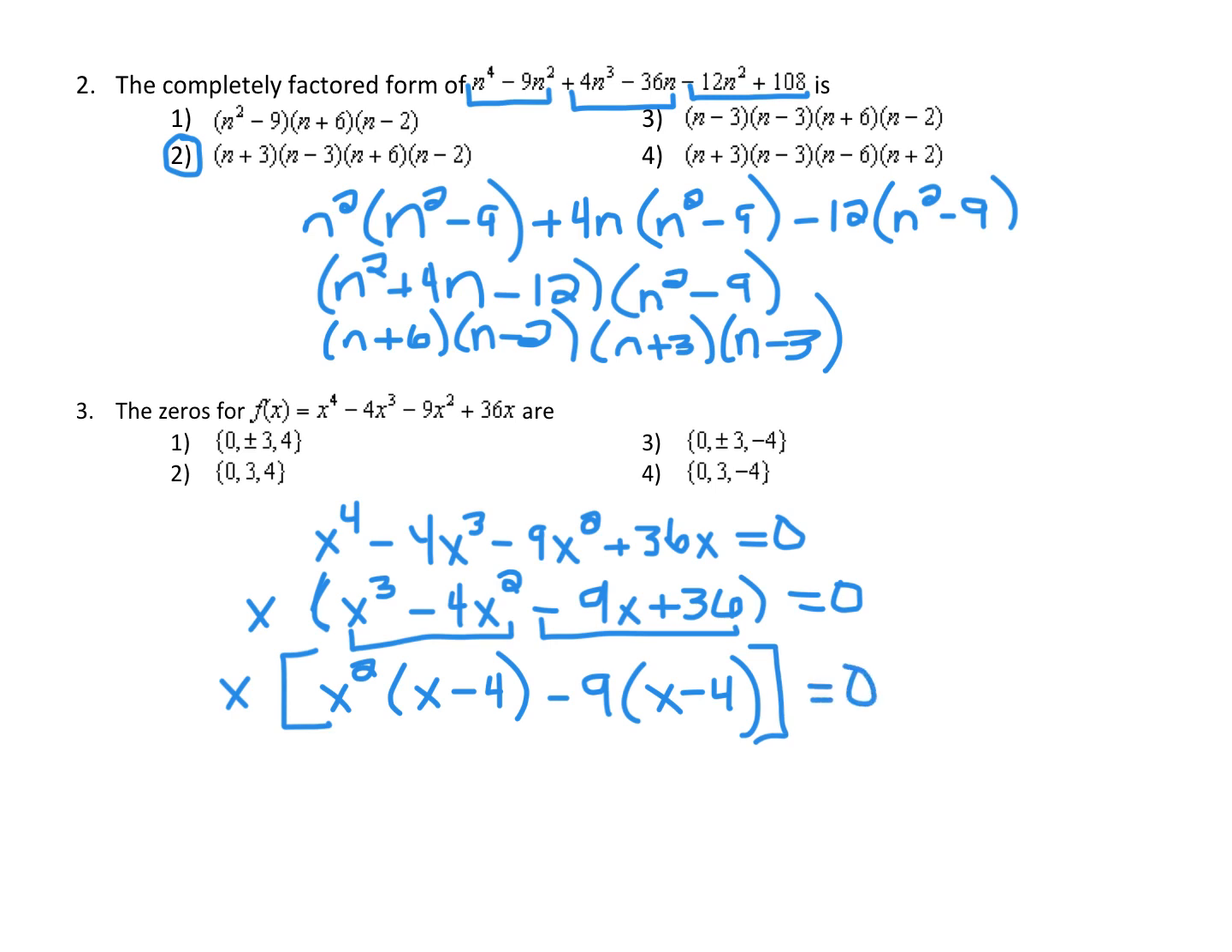All right, so it leaves me with x. Now, I'm going to group together this x squared minus 9, and I'm going to put that in a parenthesis. And then I'm going to bring down my x minus 4.